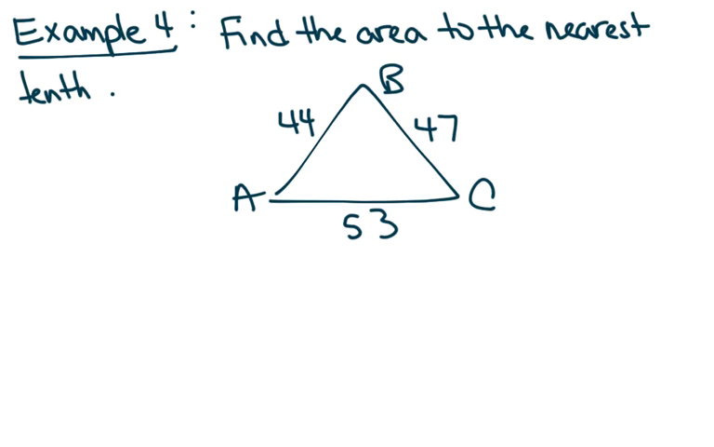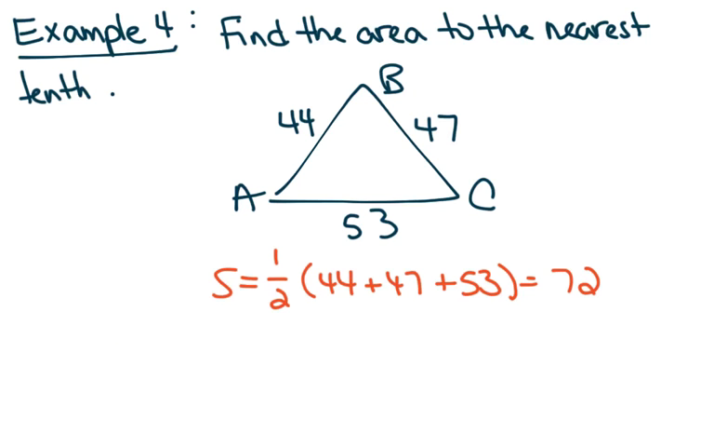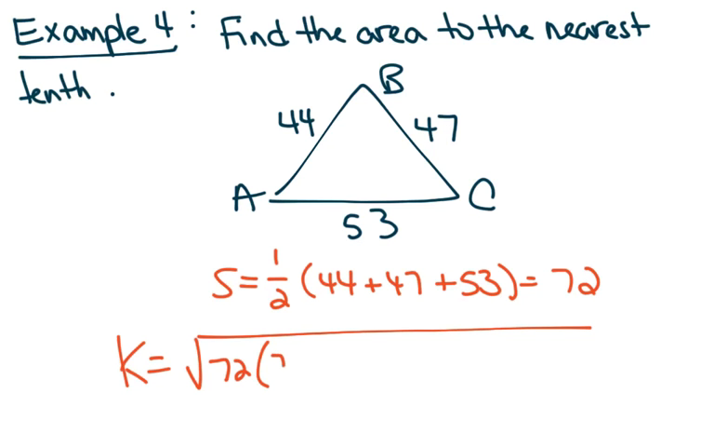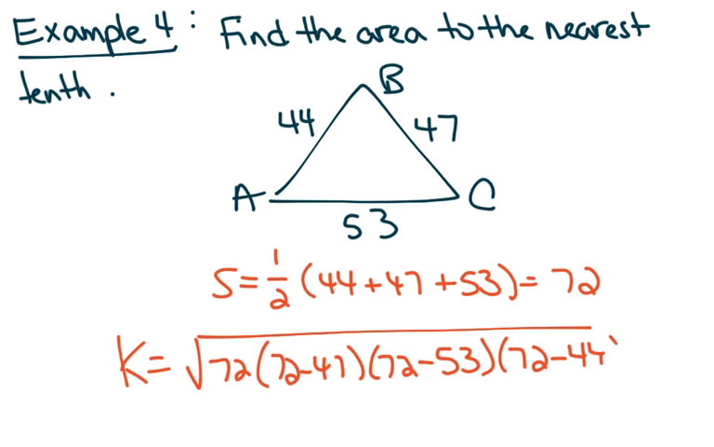So first, we're going to find half the perimeter. That's called S. So we're going to add the 3 sides and divide it by 2. And I'm going to get 72. To find the area, you're going to do the square root of 72, and then you're going to do 72 minus side A, 72 minus side B, and 72 minus side C. Whatever value you get for S should always be smaller than the 3 sides. If it's not, you'll end up with a negative under a radical, and you can't take the square root of a negative.